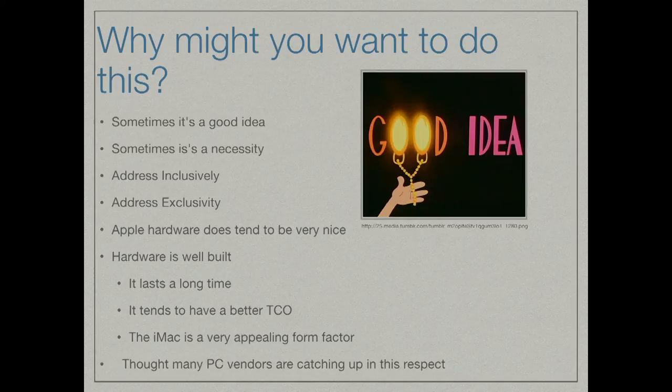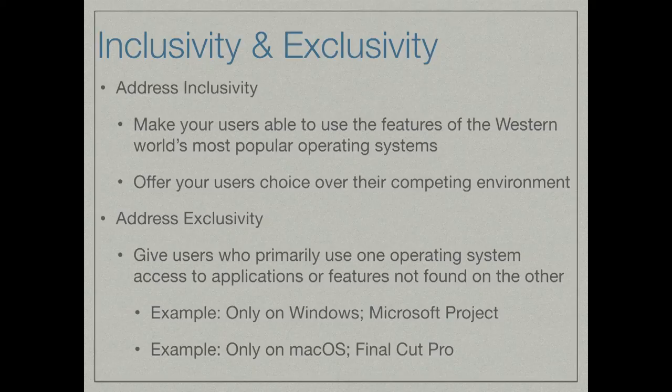So let's talk about inclusivity and exclusivity. Inclusivity is the idea that you might use dual boot to make users able to have the features of the two most popular Western world operating systems on one computer, and offer your users a choice over their computing environment. You're trying to include everybody. Exclusivity is the flip side of that, which gives users who primarily use one operating system access to features and applications on the other. For example, you really need macOS, but you need Project, so then you'll need Windows. Or you really use Windows, which I guess is 10 now, but you have a need for Final Cut Pro. These are two sides of this coin.